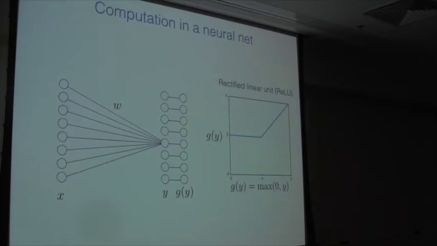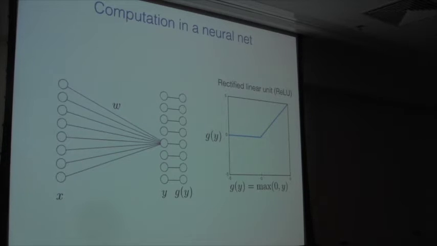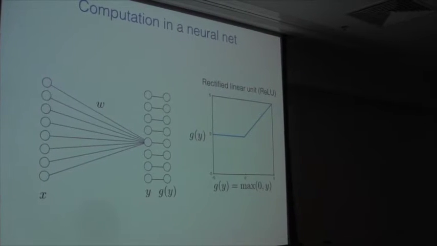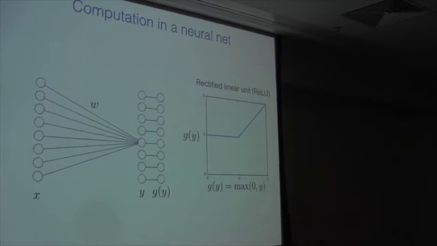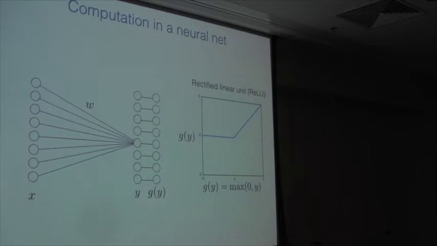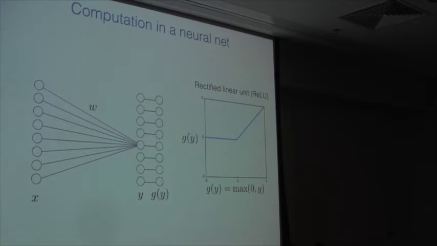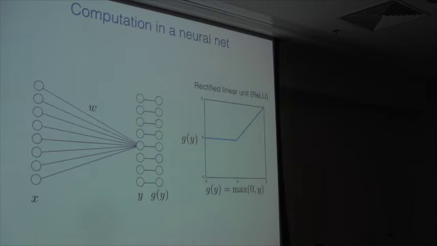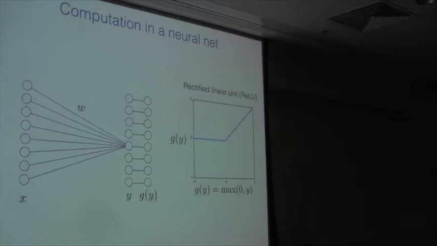OK. So people have explored a lot of different possible pointwise nonlinearities. Tanh functions, maybe you've heard of sigmoid functions. But it turns out that these ReLUs are really simple, really fast, and easy to work with. So that's the currently popular kind.